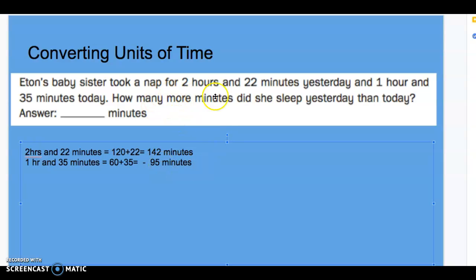It's asking for how many more minutes she slept yesterday than today, so my final step here is to subtract. When I do that, I'm left with the answer of 47 minutes.